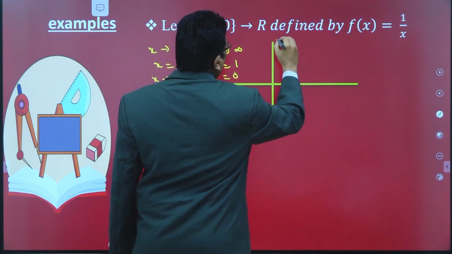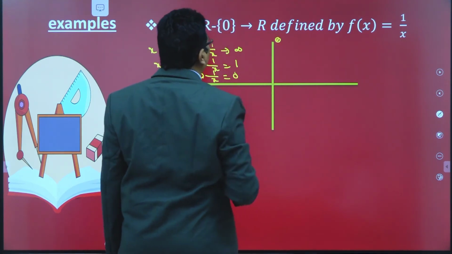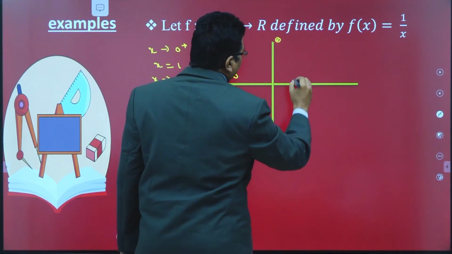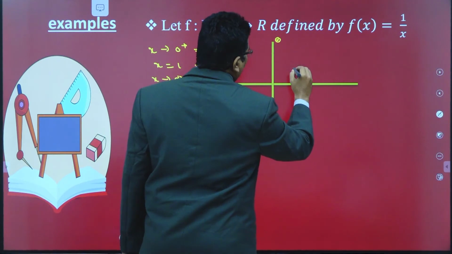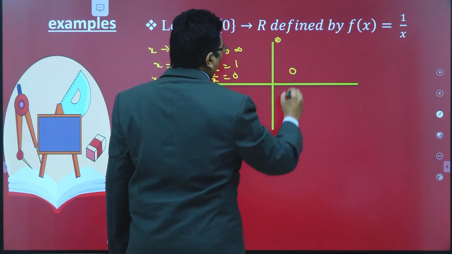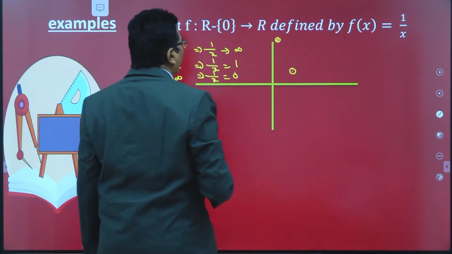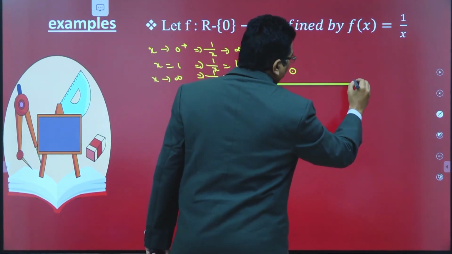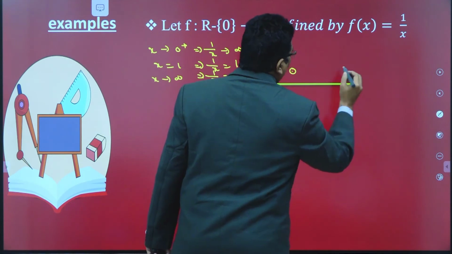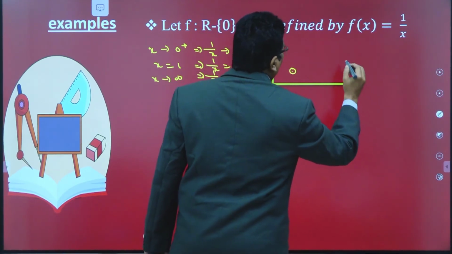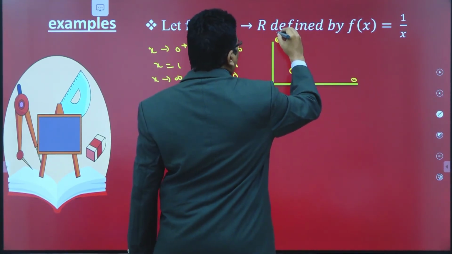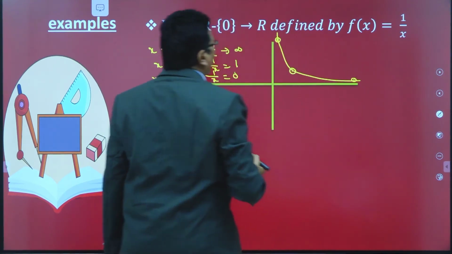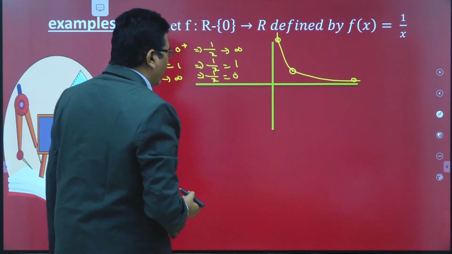Suppose we denote this point, where x tending to 0 plus, 1 by x tending to infinity. Now, x equal to 1, 1 by x equal to 1, this is 1 comma 1. Now, x tending to infinity, 1 by x tending to 0. Suppose this is a point. Now, join these 3 points. This is one side.